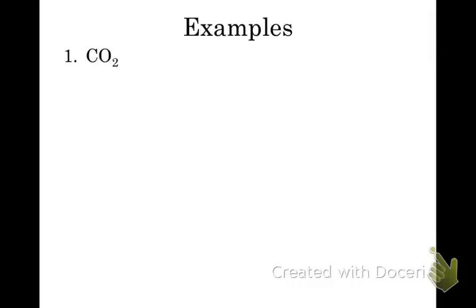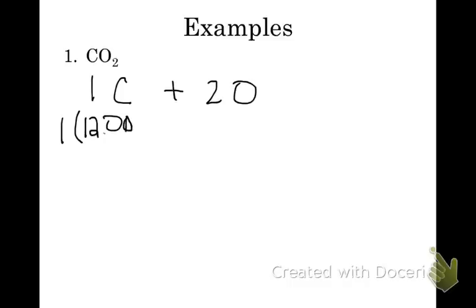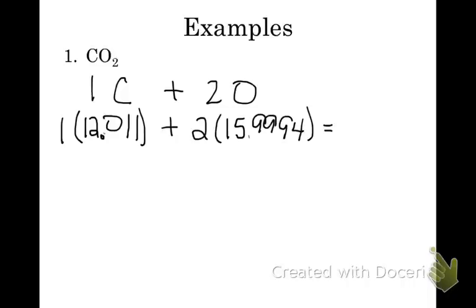We have CO2. Now we have to figure out or count up how many elements we have in here and how many of each. So I know I have 1 carbon and 2 oxygens. So I'm going to add up the masses of each. So I'm going to take 1 carbon, and the mass of carbon, according to the periodic table, is 12.011. And I'm going to add that to 2 oxygens. And I know this from the periodic table is 15.9994, and add that up.